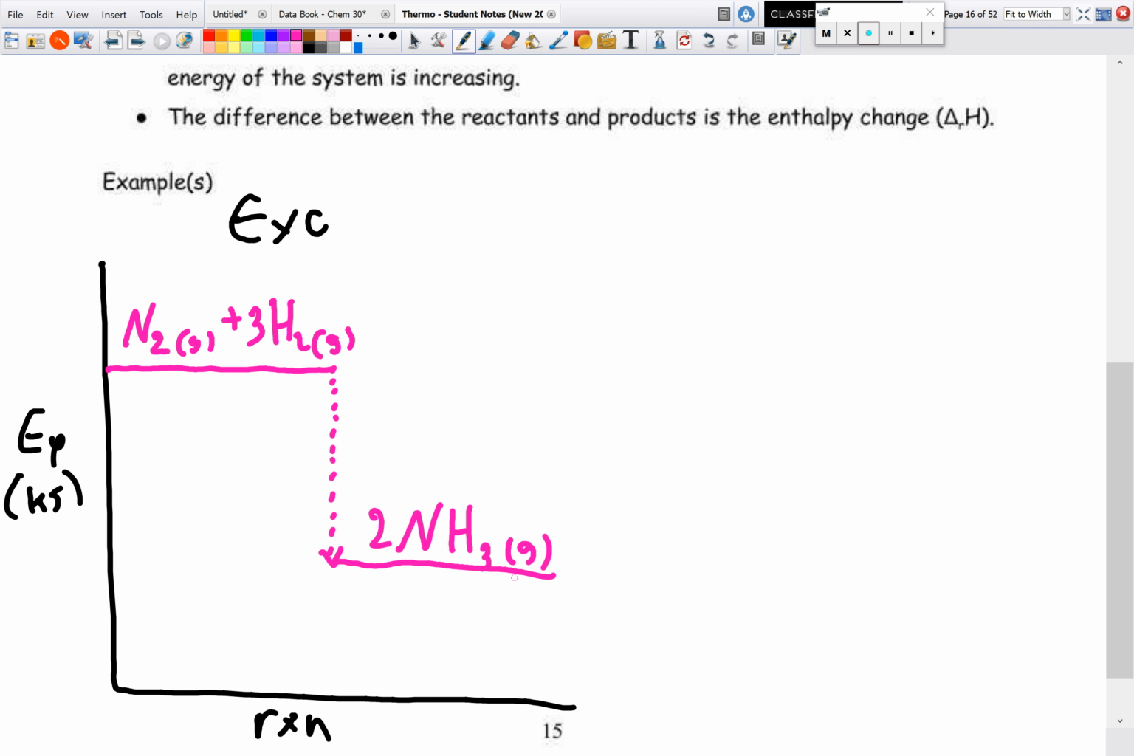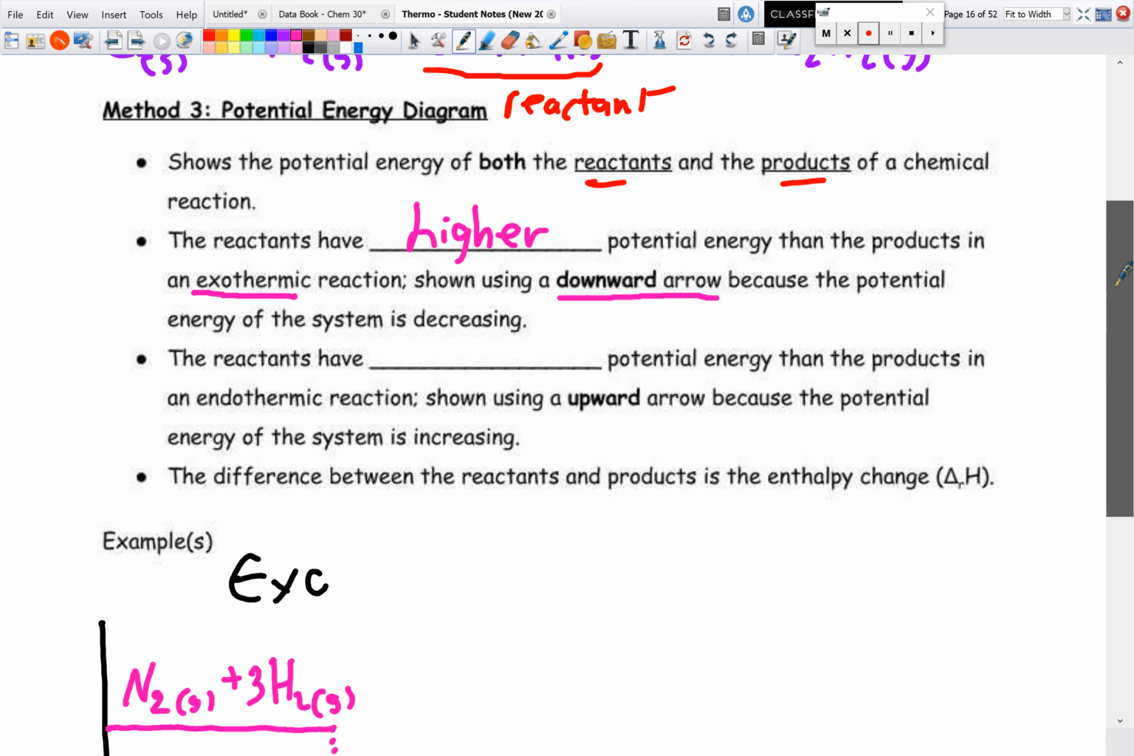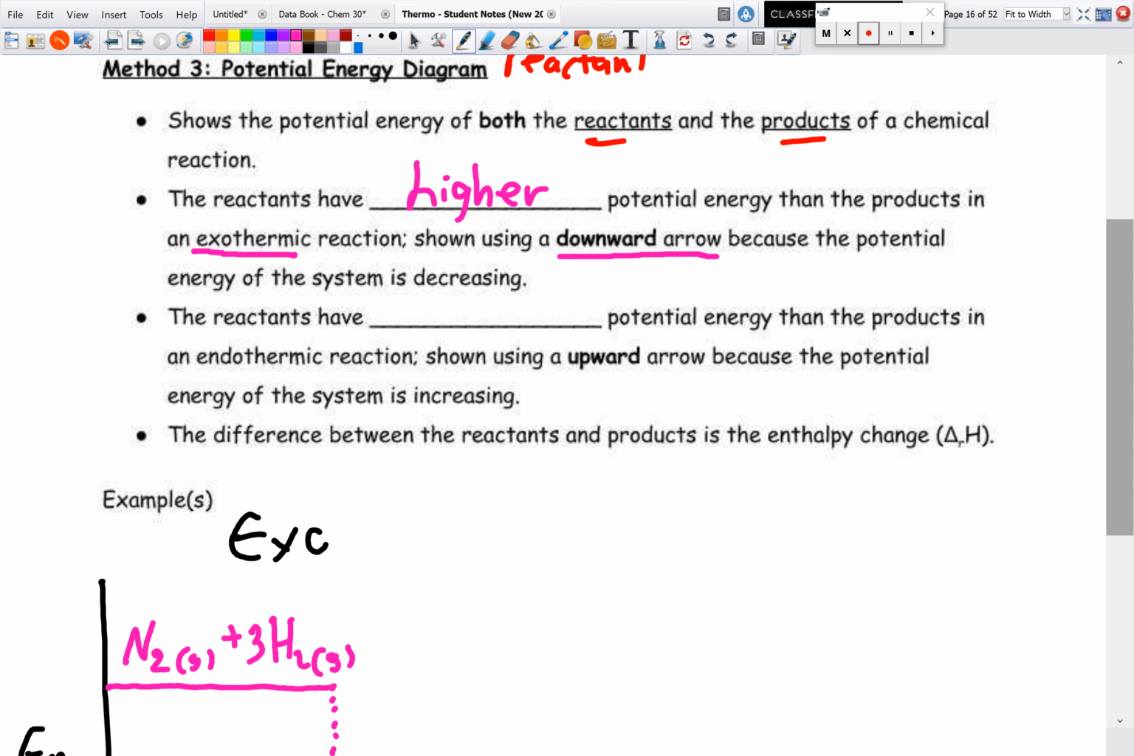Just like that. So that is how all potential energy diagrams will look for exothermic reactions. Now obviously reactants and products will change, but it's always going to look like this. Reactants have a much higher potential energy. Now, if the reactants have lower potential energy than the products, this is going to be endothermic.